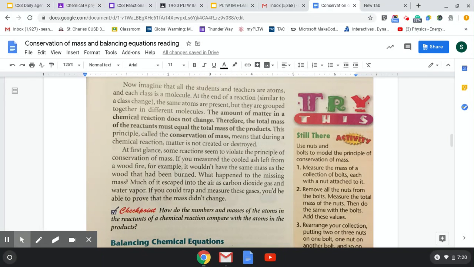This is the principle called conservation of mass. This is super important for us in chemistry. So I'm going to reread it. The amount of matter in a chemical reaction does not change. Therefore, the total mass of the reactants must equal the total mass of the products. So this is called the principle of conservation of mass, and it means that during a chemical reaction, matter is not created or destroyed.